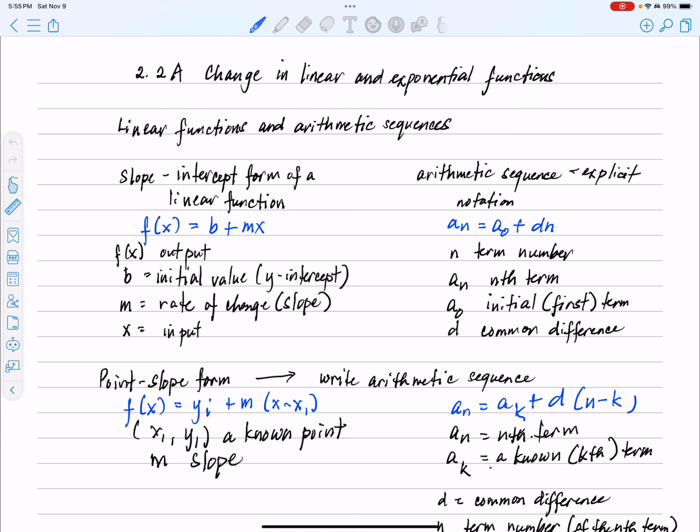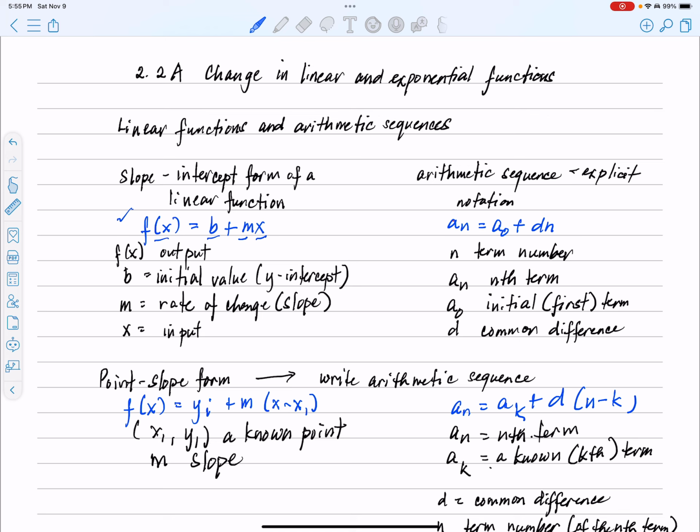notation by a formula. So if we look at f of x equals b plus mx, the f of x here is the output value, while the b is the initial value, that's the y-intercept, and m is the slope, and x is the input. So where is the similarity that you can see in the arithmetic sequence?